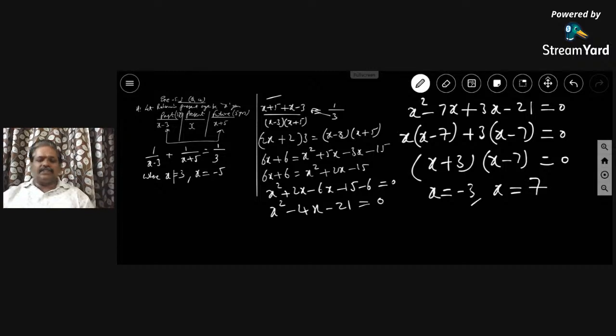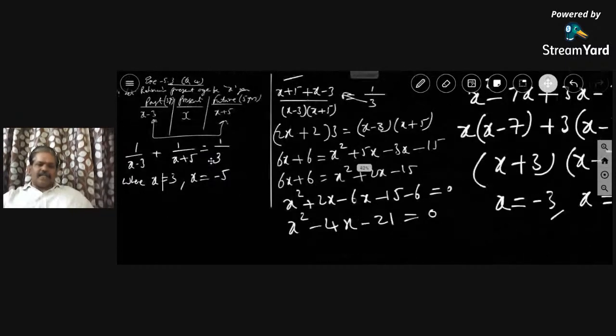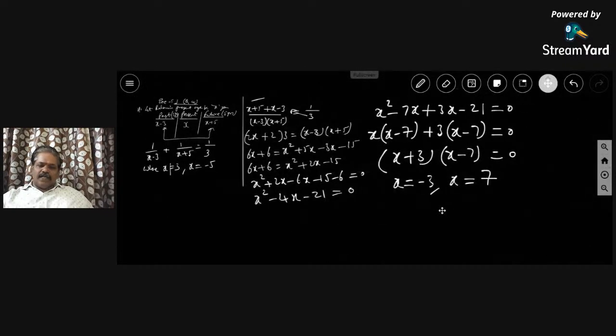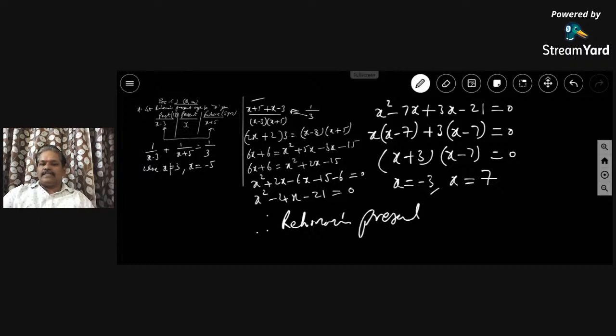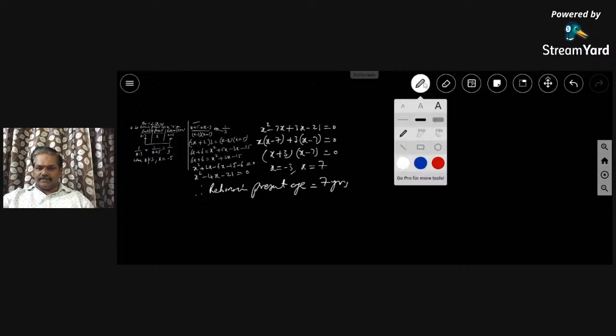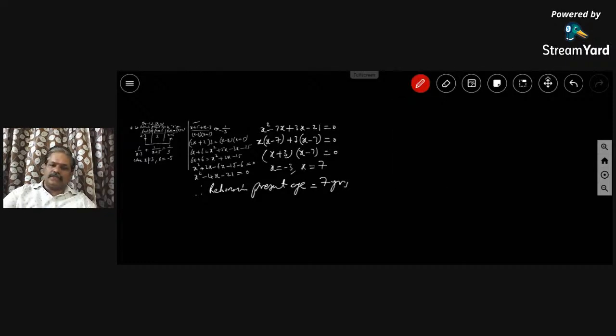As we assumed x as the present age of Rahman. Present age means it will be a positive value, not a negative value. So x will be 7. That means Rahman's present age is 7 years old, a boy studying in second or third class. So 3 years back means 4, after 5 years 12. So how far it is correct, we can check. 3 years back is 4 years, and after 5 years 7 plus 5 it is 12.